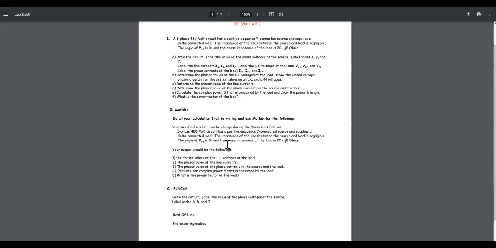The following outputs should be found: the phasor values of the line-to-line voltages at the load, the phasor values of the line currents, and the phasor values of the phase currents in the source and the load. Calculate the complex power S that is consumed by the load. What is the power factor of the load? So we're using MATLAB to solve this for us. One key thing is that this is a Y-connected source that supplies a delta-connected load. Those are key points of info.